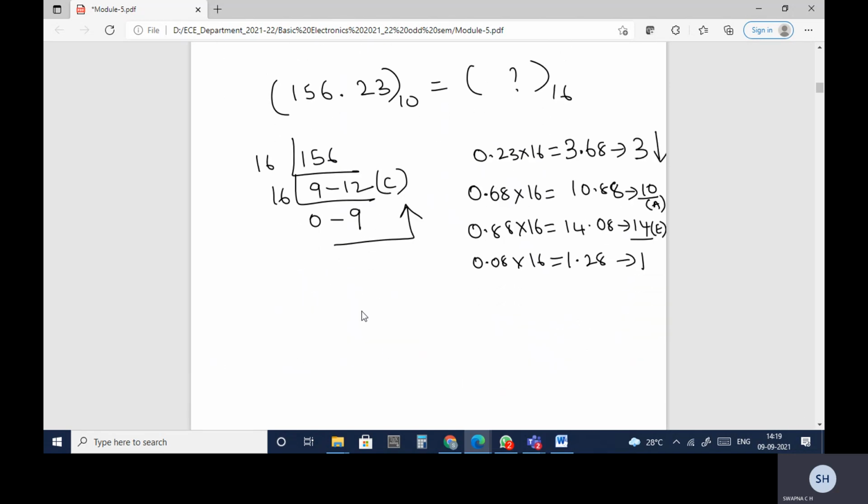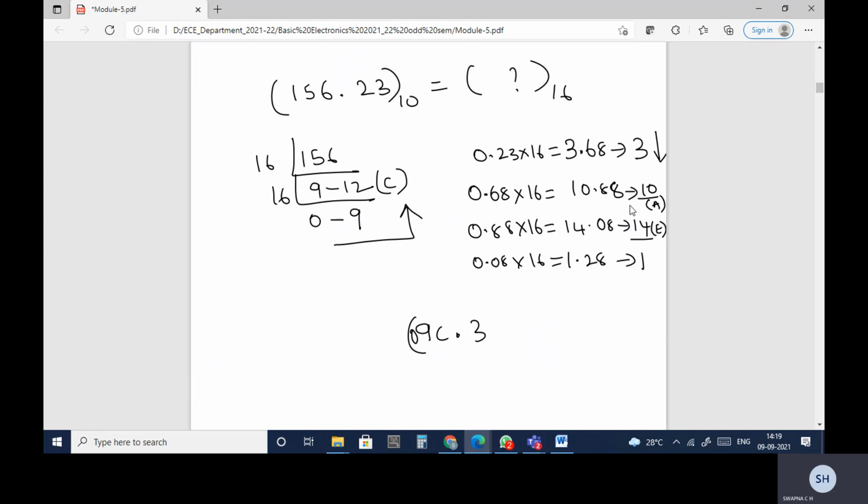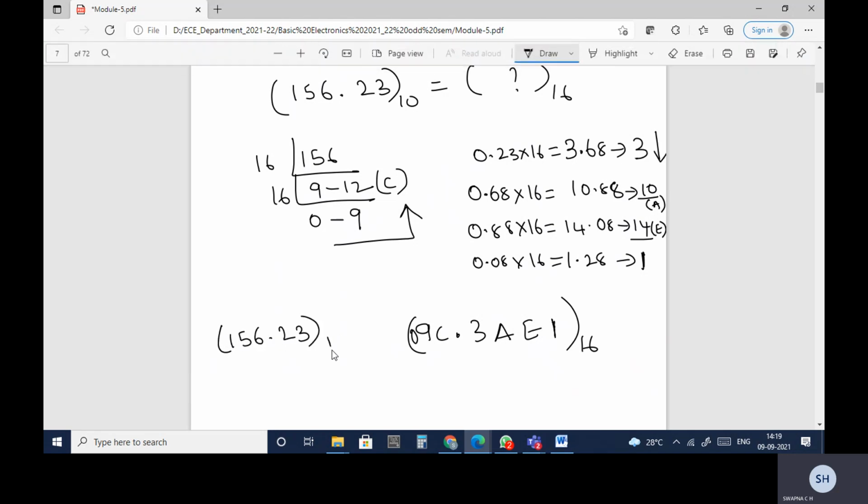So the overall value will be equal to the integer part 156, which is nothing but 9C, point, and this I need to write from top to bottom. So 3 I'll write as it is. 10 I'll not have, so instead of 10 I need to write A, and instead of 14 I need to write E, and instead of 1 I can write 1 only, because a hexadecimal number consists of all the values from 0 to 9 and A, B, C, D, E, F. So this is the conversion from the given decimal number to hexadecimal number.